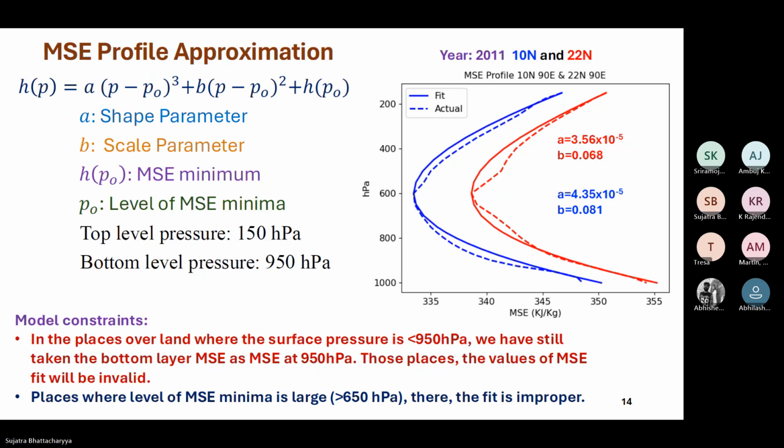And some model constraints are there. I have put the bottom level pressure as 950 hectopascals. If the surface pressure is less than that, we will not be able to fit properly, so those regions I have intentionally eliminated from the next few plots. And places where the MSE minima is larger than 650, if you take 700 hectopascals as your P naught, then it does not fit well. It's a limitation of this equation.